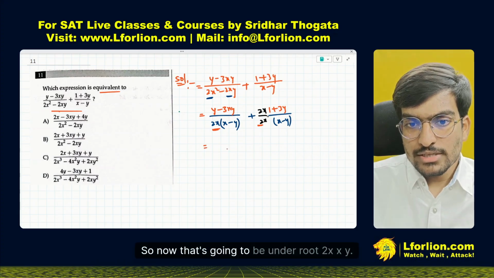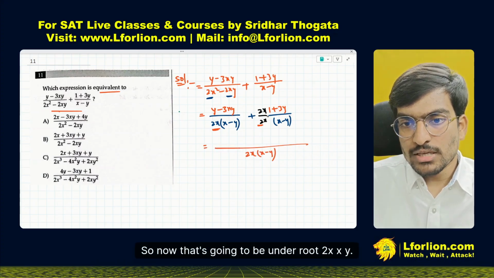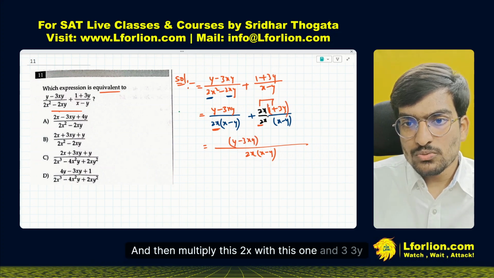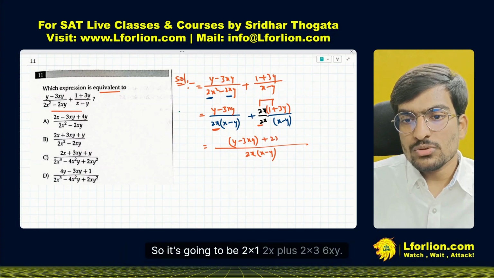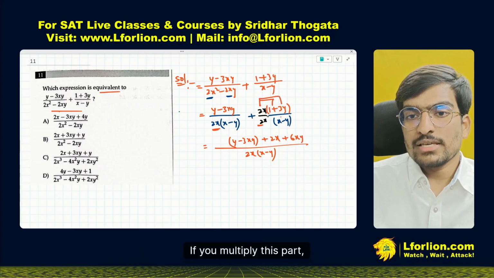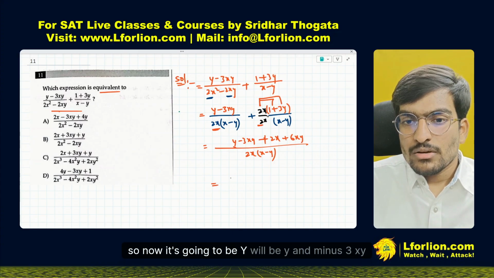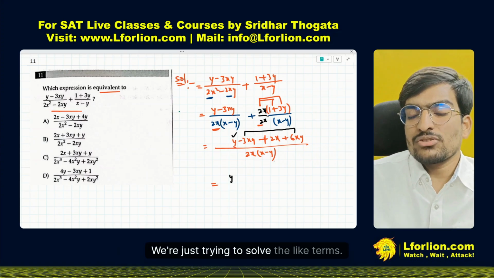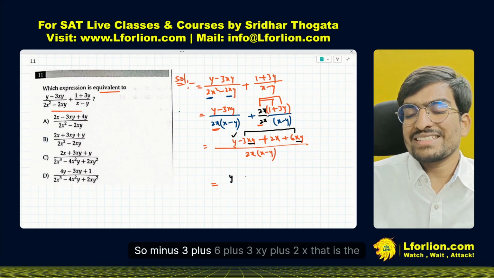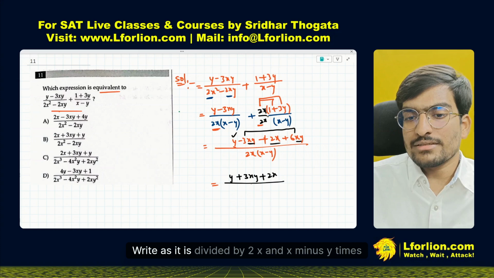So now that's going to be, under root 2xy, numerator is y minus 3xy, and then multiply this 2x with this 1 and 3y as well. So it's going to be 2x into 1, 2x, plus 2x into 3y, 6xy. If you multiply this part, now it's going to be y, and minus 3xy, and plus 6xy. We're just trying to solve the like terms. xy is the same thing in both. So minus 3 plus 6, plus 3xy, plus 2x, that is the only one term, as it is, divided by 2x and x minus y times x minus y.